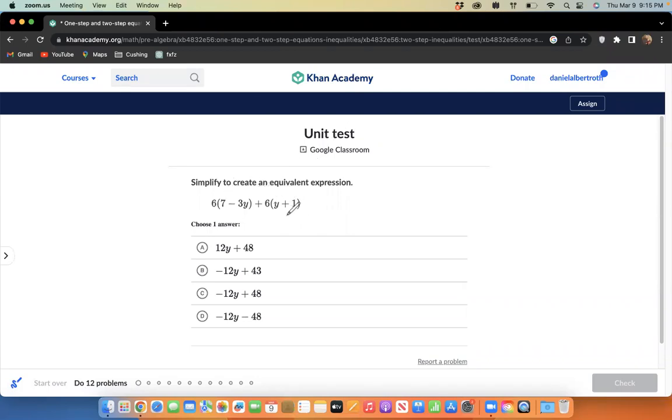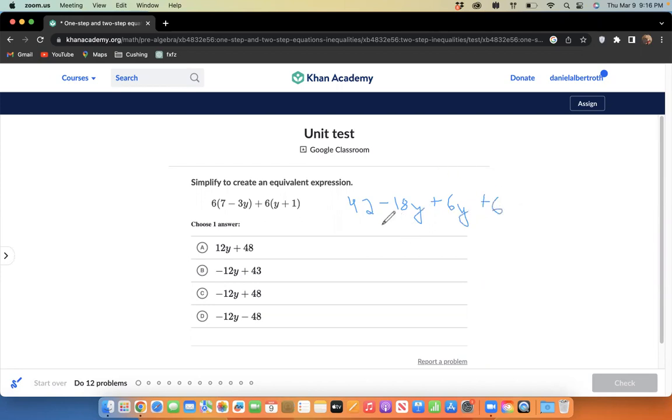All right, so it says simplify to create an equivalent expression. So I'm going to combine like terms is what I'm trying to do. So I'm trying to get all the y's together and all the constants or the numbers together. I'm going to distribute to do that first. So the 6 times the 7 is giving me 42. The 6 times the negative 3y is giving me negative 18y. Plus 6 times y is 6y, plus 6y. And then 6 times 1 is 6.